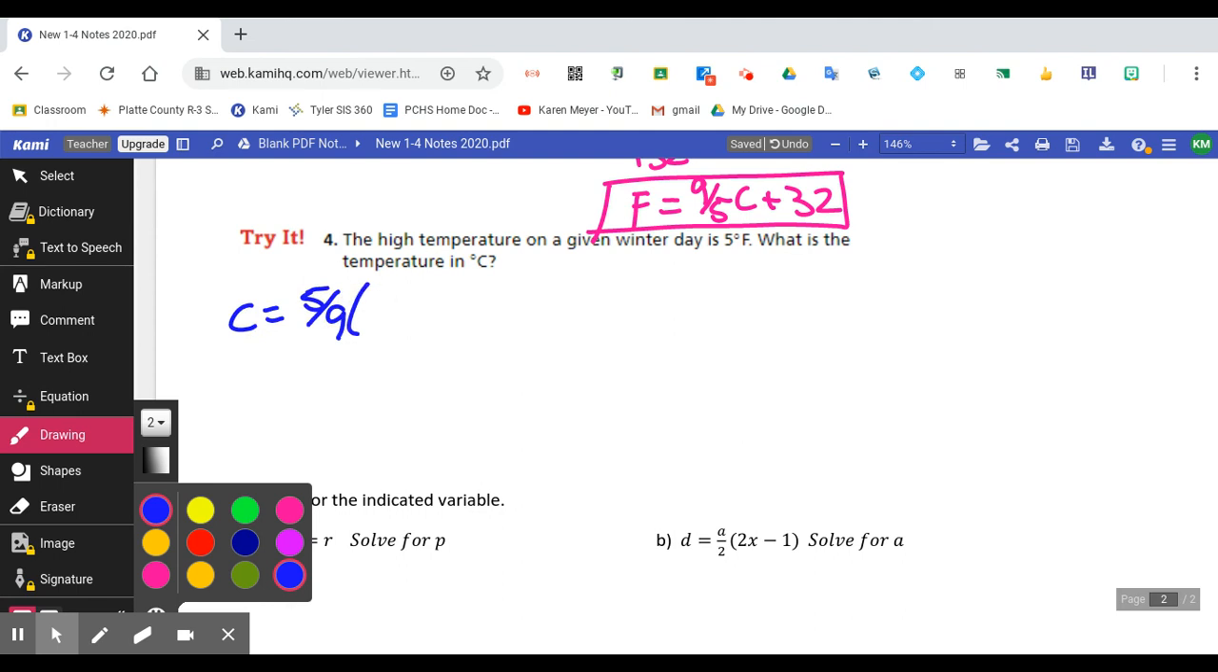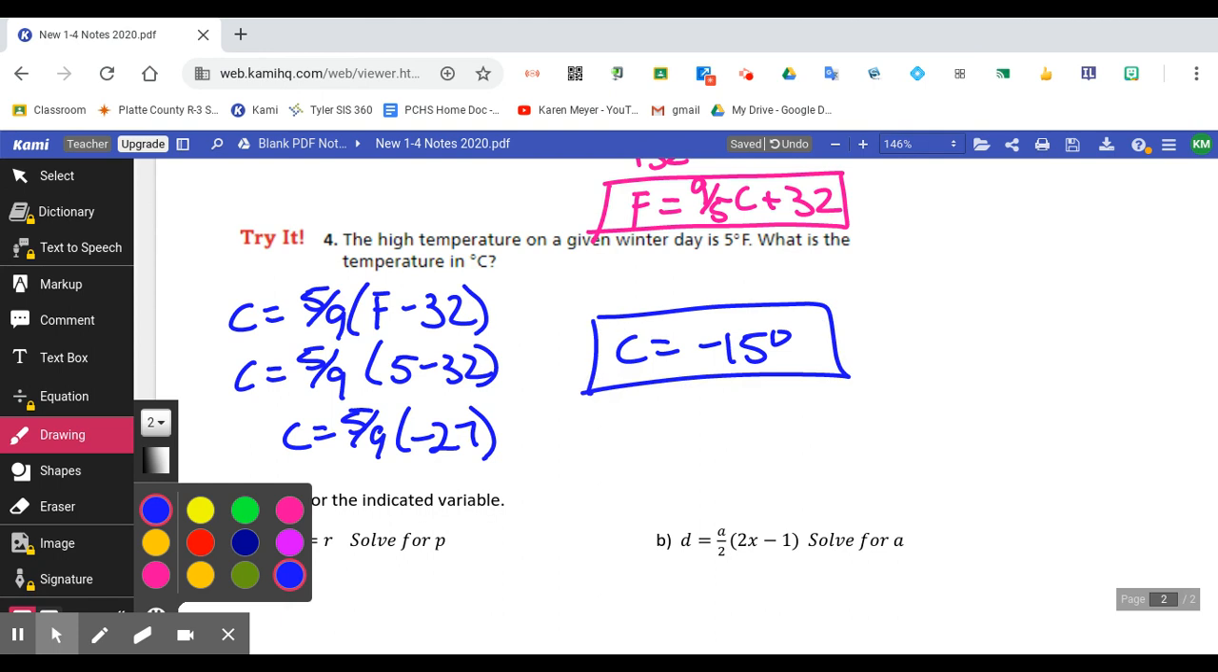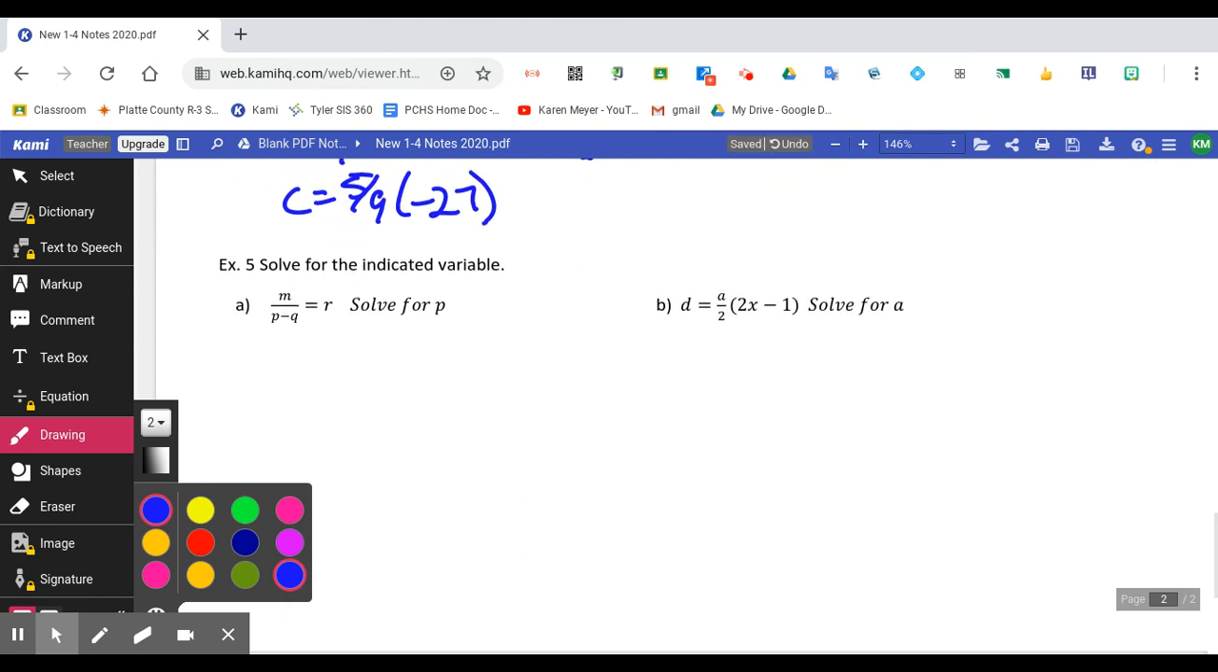For this one, we are just going to go back to the original formula that was given to you because we're trying to figure out the temperature in Celsius. So we're just going to go straight to plugging in. Okay, last example.